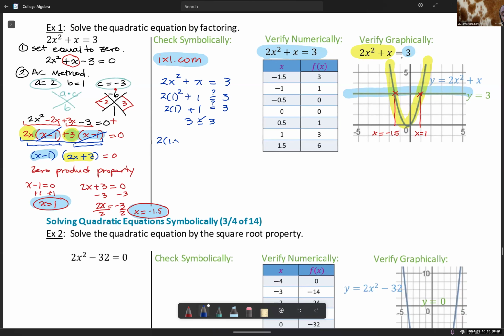2 times negative 1.5 squared plus negative 1.5. Is that 3? Well, let me check my calculations. 1.5 squared is 2.25. Oh, it's negative, sorry. So it's still 2.25. And then you multiply that by 2 and you get 4.5, but minus 1.5. Is that equal to 3? It is. So both of these work, therefore they're both solutions.